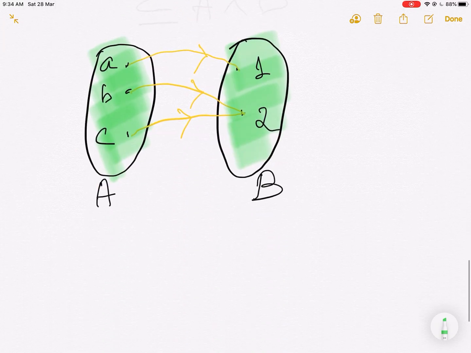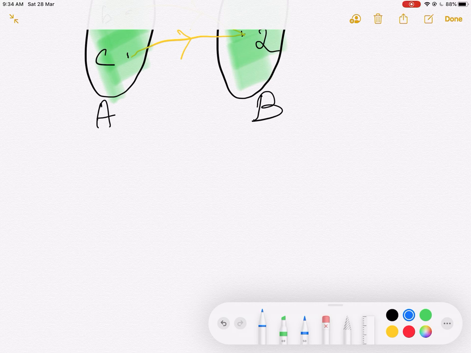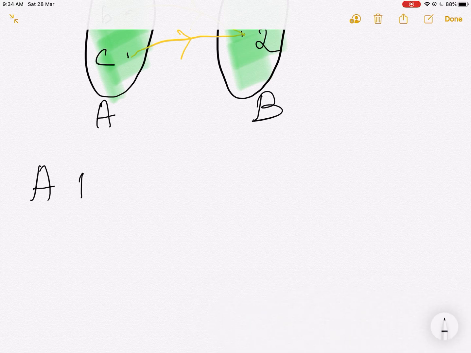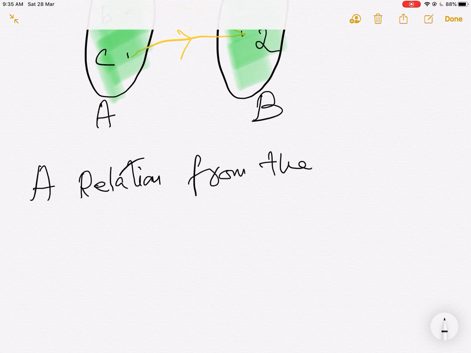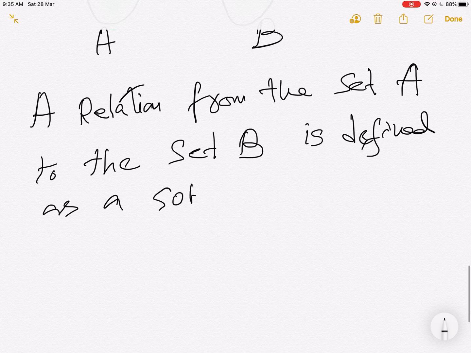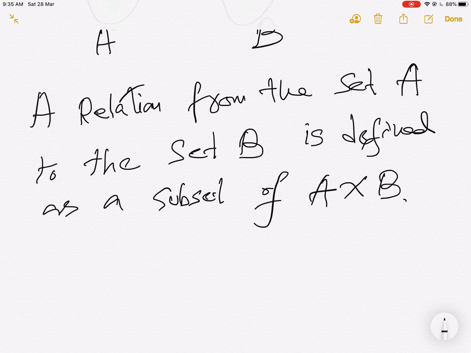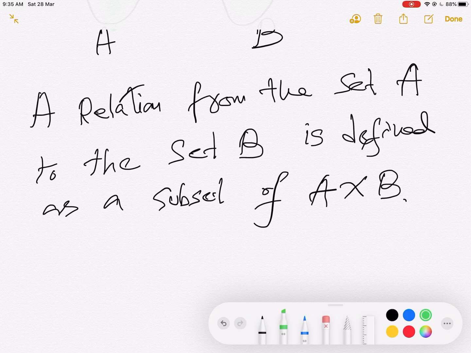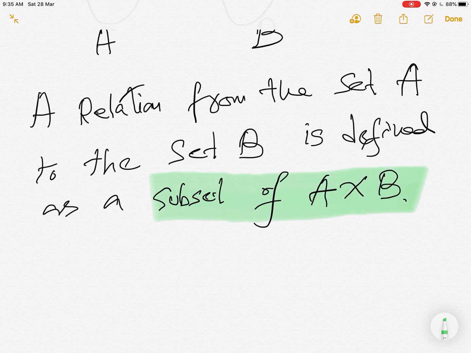Hence, by set relation, we can now establish a definition by saying that a relation from the set A to the set B is defined as a subset of A cross B. So this is the fundamental concept of set relations. So basically it is a subset of A cross B. So any subset of A cross B defines a relation from the set A to the set B.